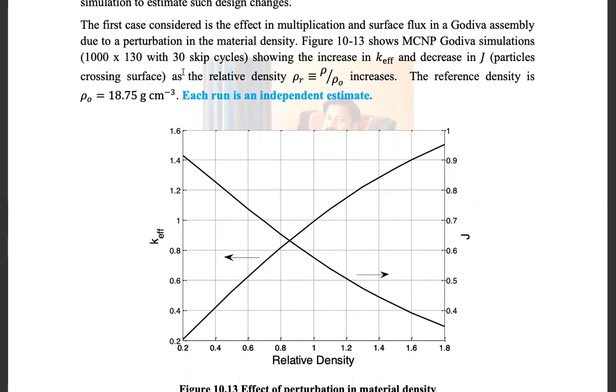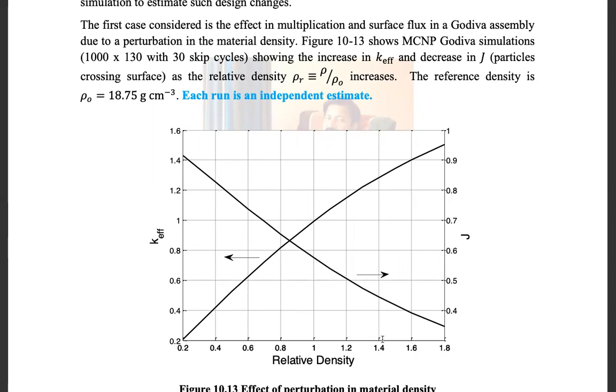So this figure has one x-axis on which we see the relative density, which is rho r, which is rho divided by some reference density. Now the reference density for Godiva is 18.75 grams per cubic centimeter. So let's carry out several runs. For the reference case, when the relative density is 1, you can see that K effective is 1 on the left y-axis. On the right y-axis, you can see the current, which is the lower curve. The current for the reference density is about 0.58 or something.